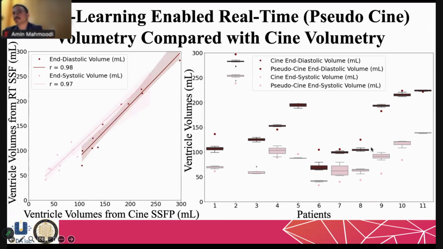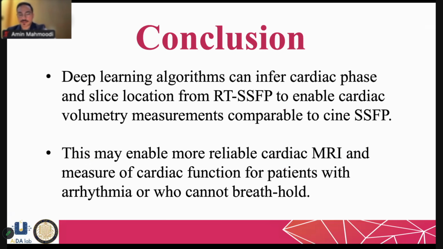And that makes sense because, as I mentioned, real-time data has a lower temporal resolution, so you're not necessarily always grabbing the exact end-diastole or the end-systole slice. You may be getting a little bit before it or a little bit after it. So physically, that makes sense. Deep learning algorithms can infer cardiac phase, and I didn't talk about it here, but we also looked at slice location, and this can enable us to perform volumetry and functional analysis similar to Cine.